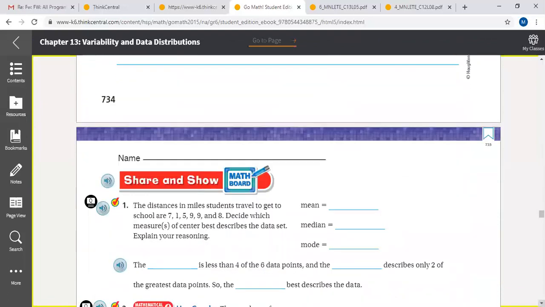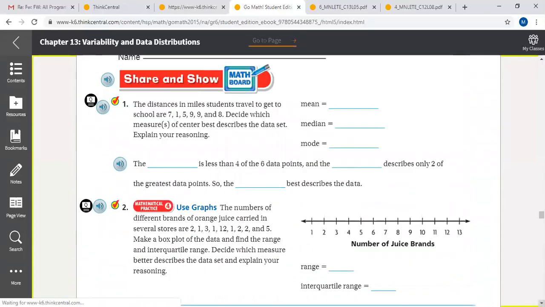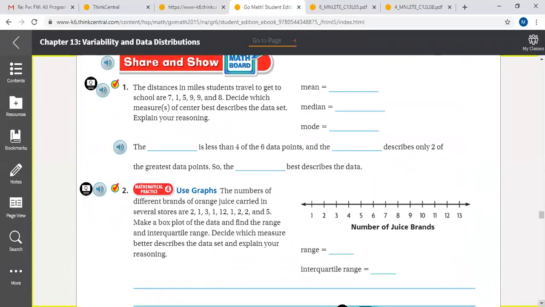The next page, page 735, share and show. The distances in miles students travel to get to school are 7, 1, 5, 9, 9, and 8. Decide which measure of center best describes the data set. Explain your reasoning. Firstly, we want to find the mean. We said before that the mean equals the sum of the values divided by their number, okay? So we will add 7 plus 1 plus 5 plus 9 plus 9 plus 8, divided by 6, okay? So the mean equals 6.5.